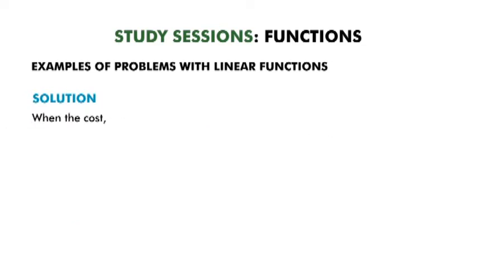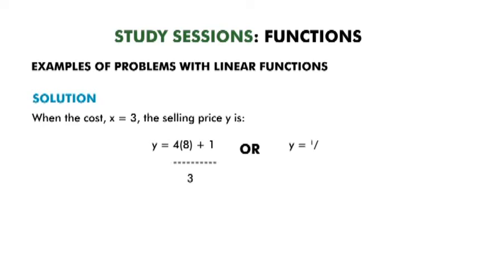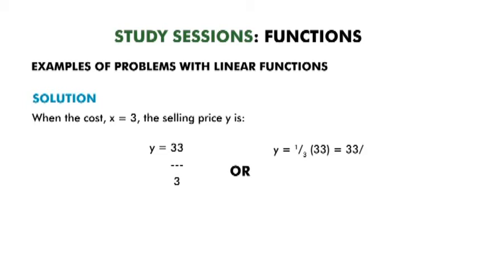When the cost x equals 8 naira, the selling price y is y equals (4 multiplied by 8 plus 1) over 3, or y equals 1 over 3 multiplied by (4 multiplied by 8 plus 1). y equals (32 plus 1) over 3. y equals 33 over 3, which is 33 divided by 3. y equals 11 naira.